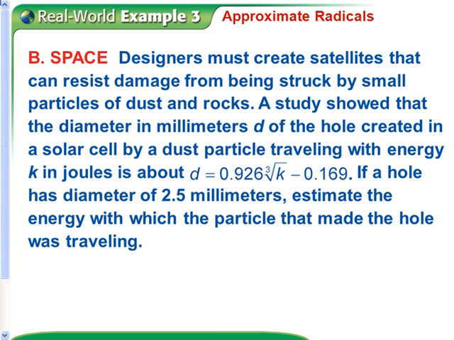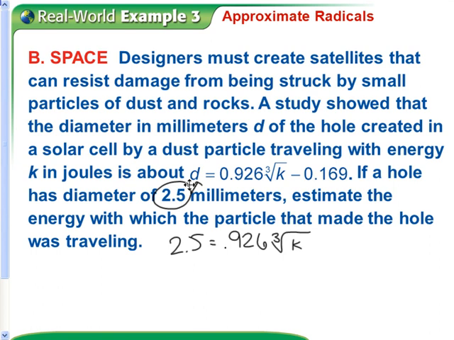Okay, so let's do this one. It has a diameter of 2.5. Estimate the energy. So we'll work backwards on this one. 2.5 this time goes in for d. 2.5 equals 0.926 times the third root of K.